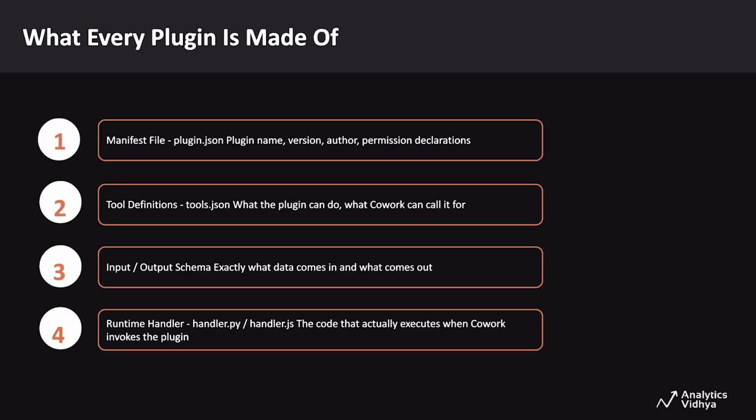Every Co-work plugin, whether from the marketplace or built by you, is made of the same four parts. The manifest file declares the plugin's identity and tells Co-work what permissions it needs. The tool definitions tell Co-work what the plugin can be called for; this is what gets matched against the task during execution. The schema defines the exact shape of data going in and coming out.